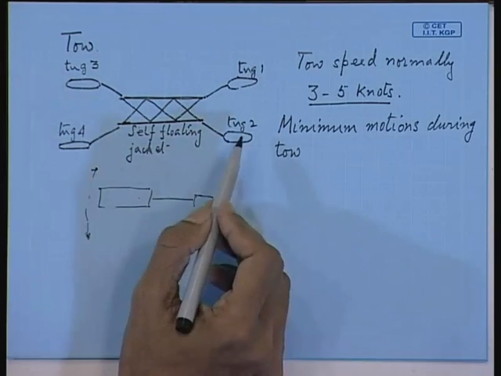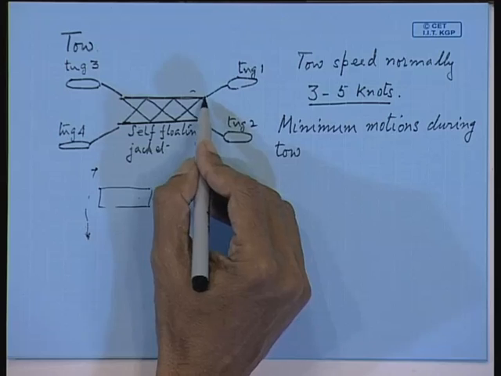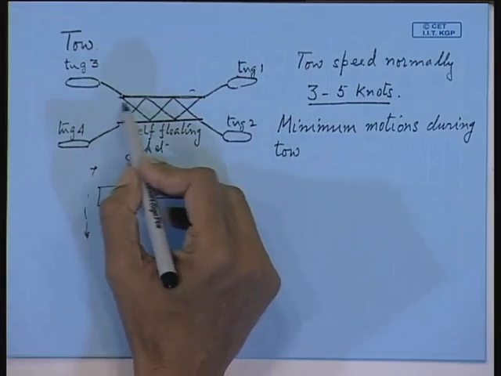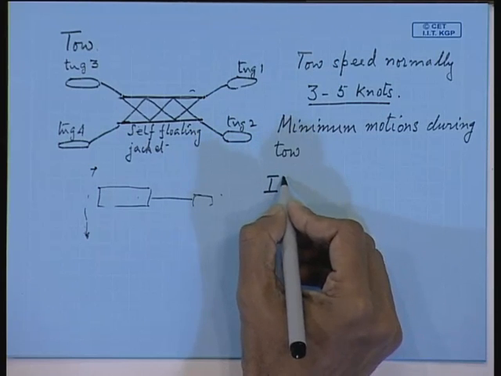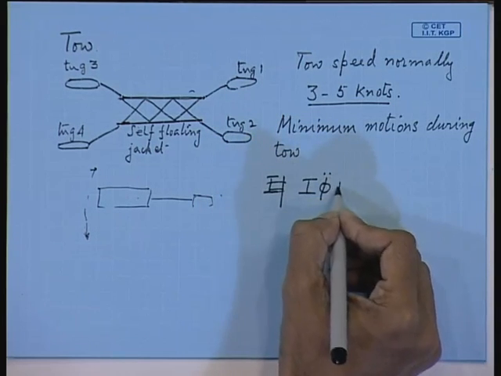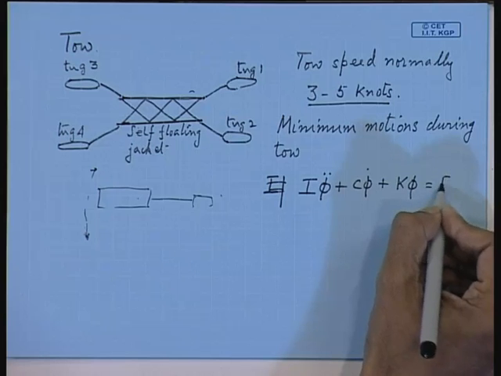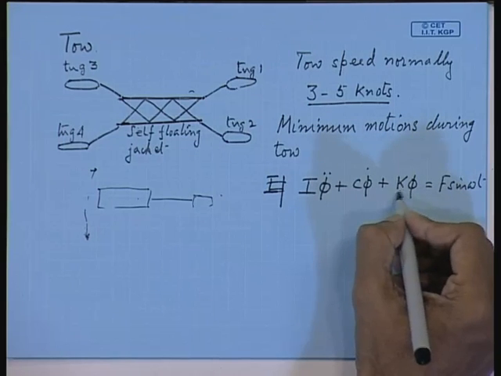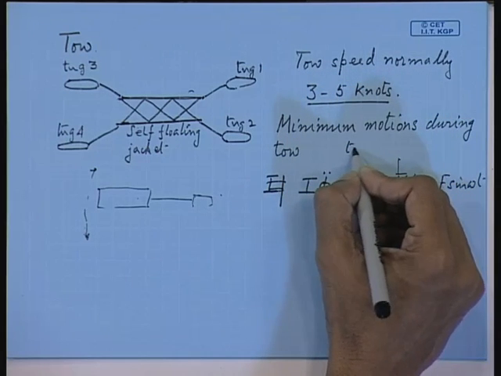Now, these four tugs are given at the four corners in order to prevent rotation of the tow. This is similar to anchoring of a vessel. So, you anchor at the four corners to prevent rotation. You have to calculate that from this equation, with the mass moment of inertia: I phi double dot plus C phi dot plus K phi, which should equal your external force, in some sine or cosine form. But this K is given by the mooring wire stiffness or tow rope stiffness.